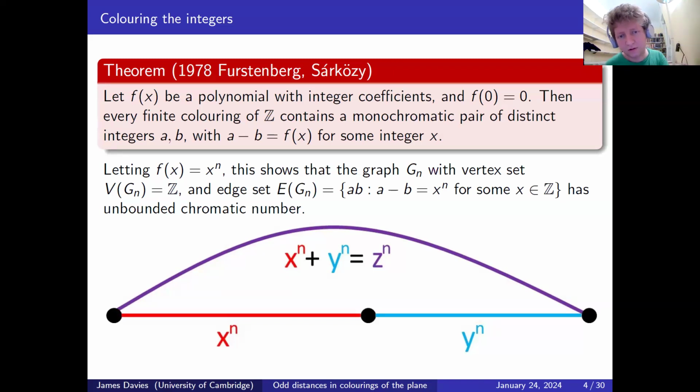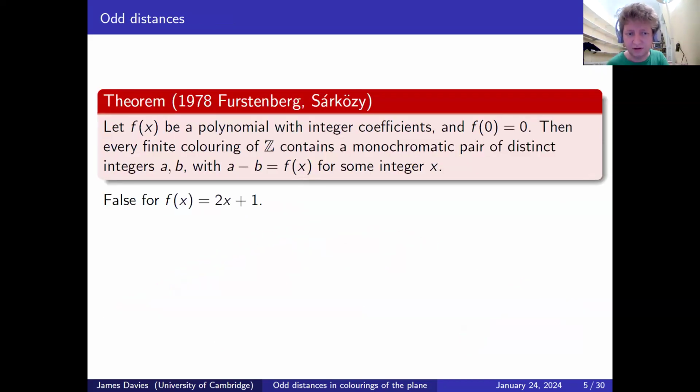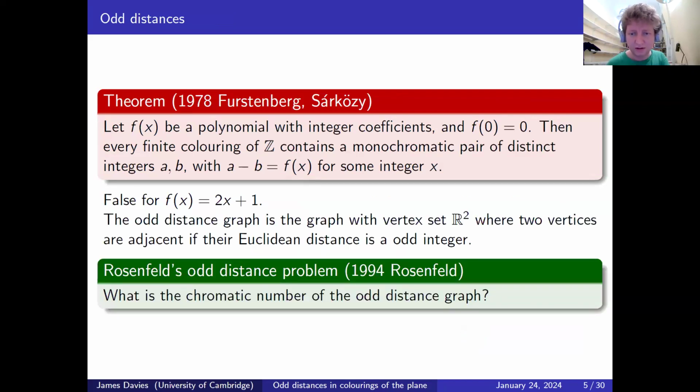But we can ask what happens if we go back up a dimension again. What happens if we go up into the plane now with our f of x equals 2x plus 1? This is exactly what Rosenfeld's odd distance problem is. He asks for the chromatic number of the odd distance graph, where our odd distance graph is the graph whose vertex set is the points of the plane, and we have an edge whenever their distance is an odd integer.